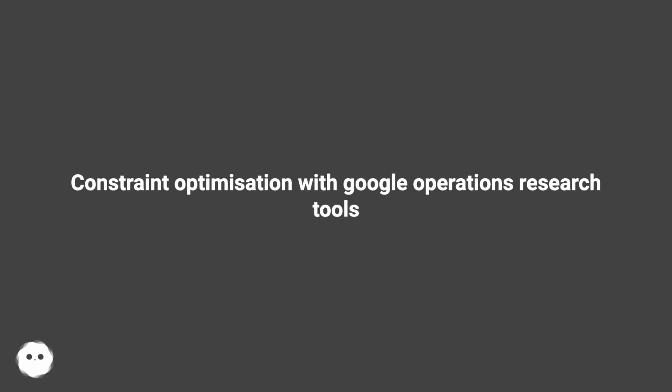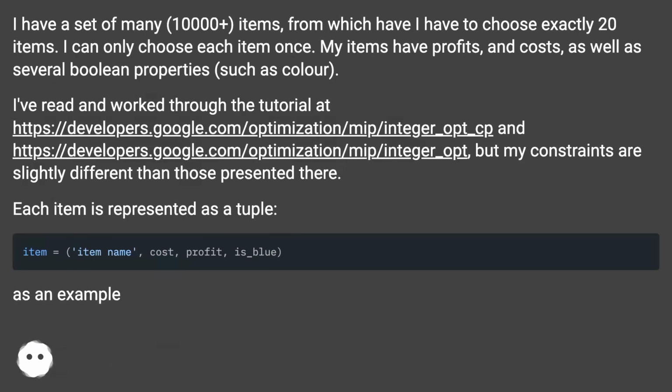Constraint optimization with Google Operations research tools. I have a set of many, 10,000 plus, items, from which I have to choose exactly 20 items. I can only choose each item once. My items have profits and costs, as well as several Boolean properties, such as color.